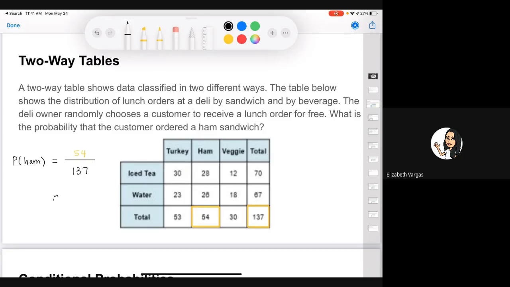Put this in your calculator and you'll see that it's approximately 0.39 or 39%. So in two-way tables, basically what we do is we're not given the probability in the word problem, rather we're given it in the table. So we use the table to identify those probabilities. And so I want to find the probability of ham, so I'm going to take the number of people who ordered ham over the total amount of people who have ordered in general.